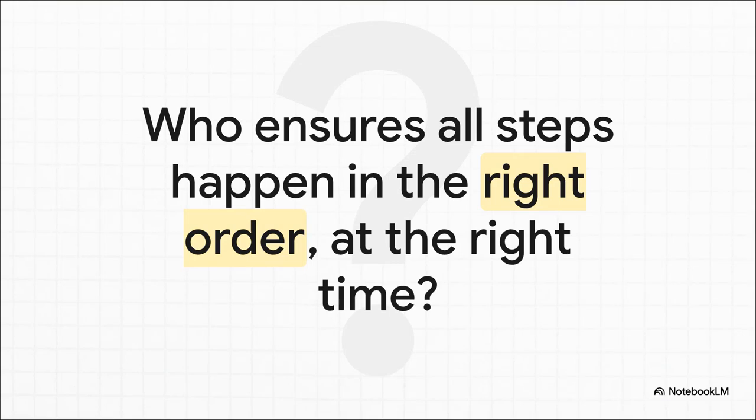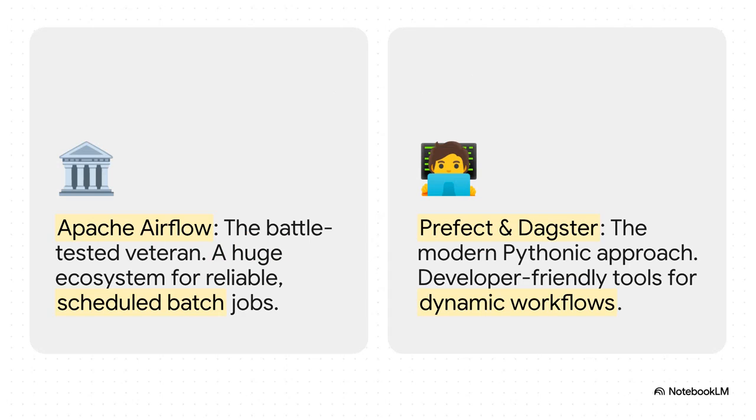And this is a super critical question, right? You have data zipping around, getting stored, getting transformed. Who's in charge? Who makes sure that step 2 doesn't start before step 1 is finished? And what happens if a machine breaks down? Who tells it to try again? Well, that's the job of an orchestrator.